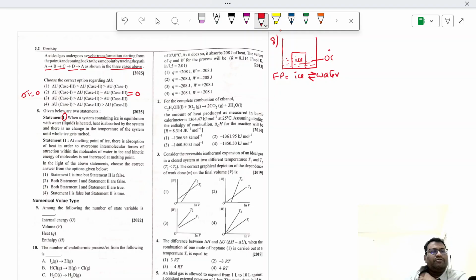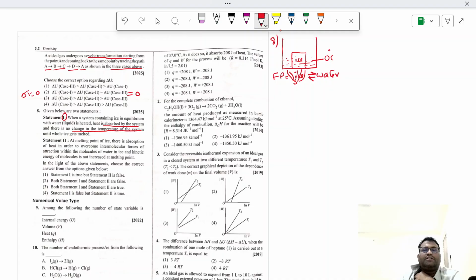Now you are heating it. When you are heating it, what happens? Heat is absorbed by the system and there is no change in the temperature of the system until the whole ice melts. You are giving some heat energy, and using that heat energy, the ice converts into water. So heat energy is used only to convert the solid state into water. It is not used to increase the temperature until all the ice is converted into water.